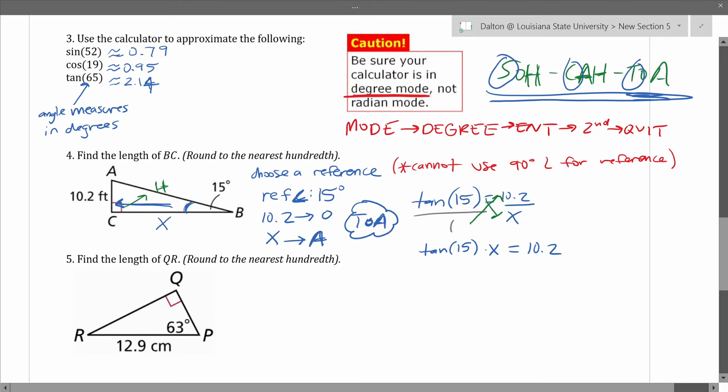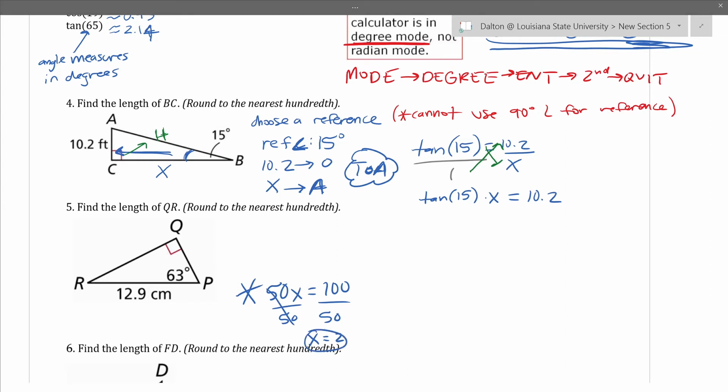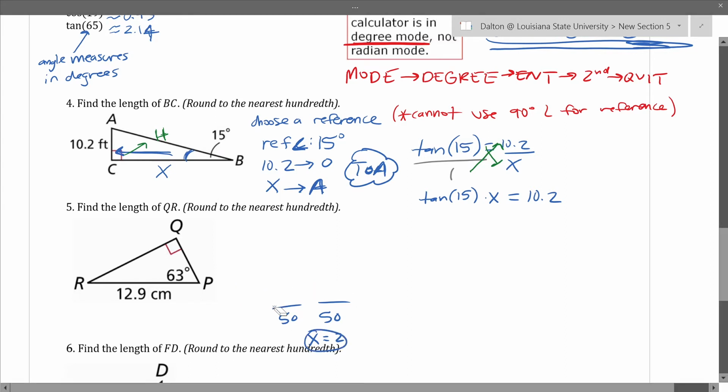Now, if I'm trying to get X by itself, let's go off to the side here for a second. Don't write this, just answer this question for me. If I had 50X is equal to 100, and I wanted to get X alone, every single one of you in this room would tell me that I would need to divide both sides by 50 to get X alone, right? Because it's being multiplied by 50. So I divide by 50 and now I get X equals 2.